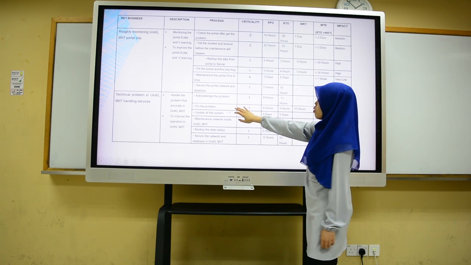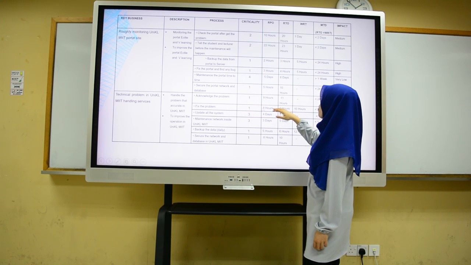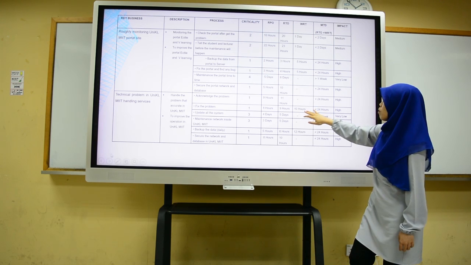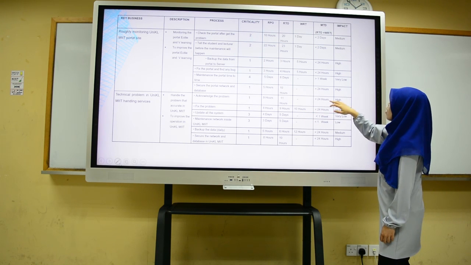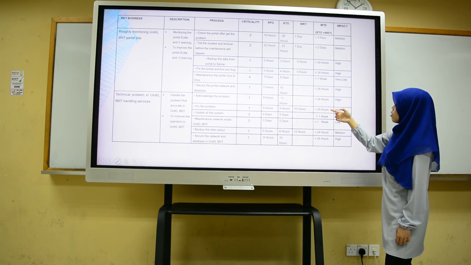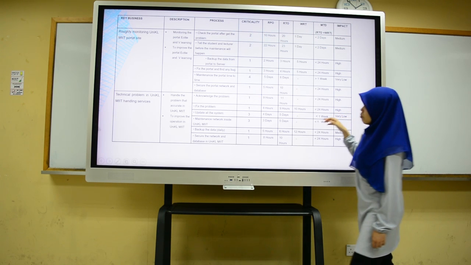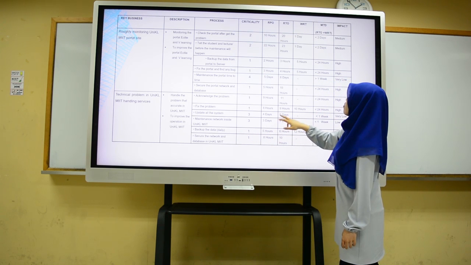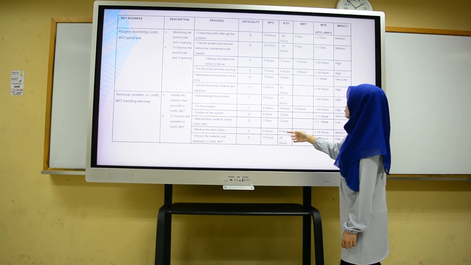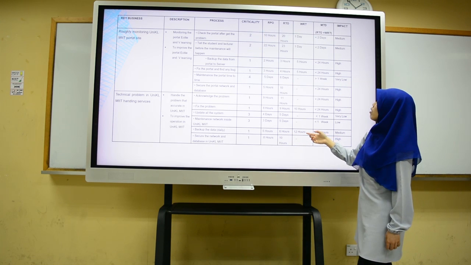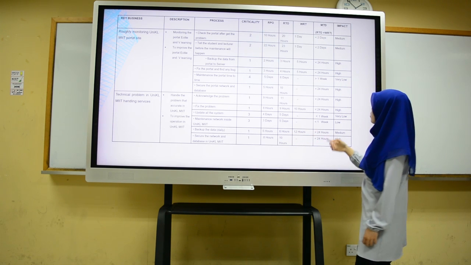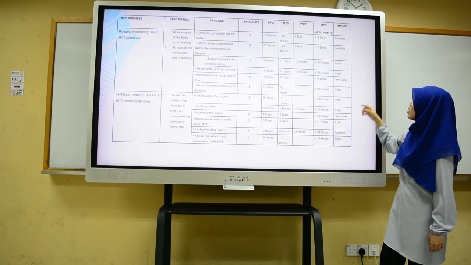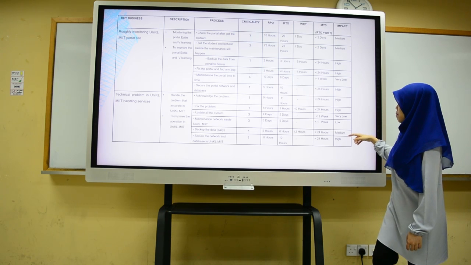Second is fix the problem. RPO will be 8 hours, RTO will be 9 hours, WRT will be 10 hours, and the MTD for both RTO and WRT is less than 24 hours, and the impact is high. Third is backup. Backup the data daily. RPO will be 5 hours, RTO will be 6 hours, and the WRT 12 hours, and the MTD will be less than 24 hours, and the impact is medium.